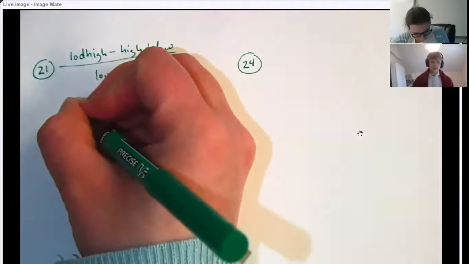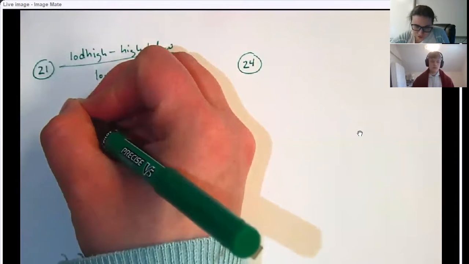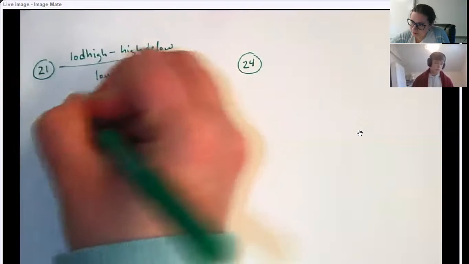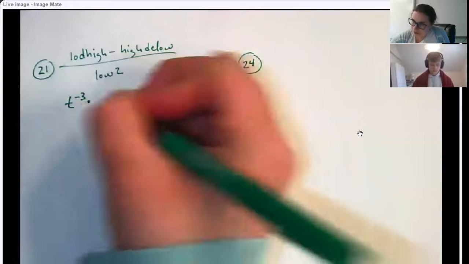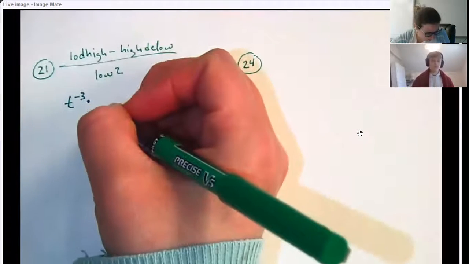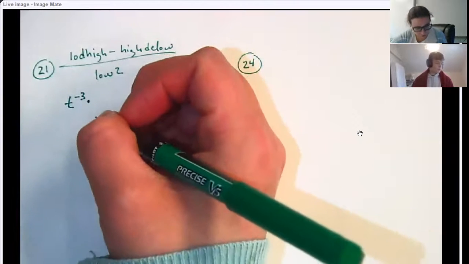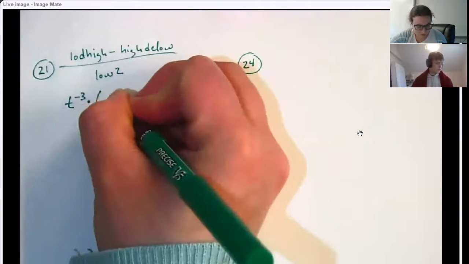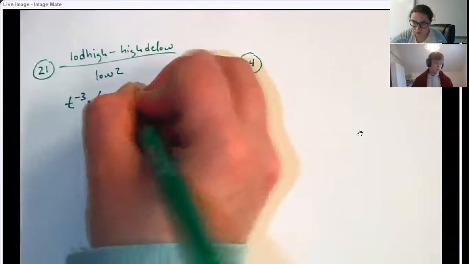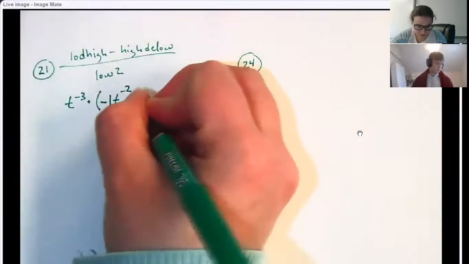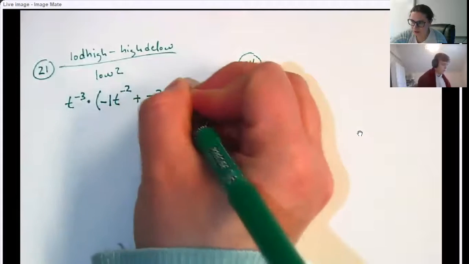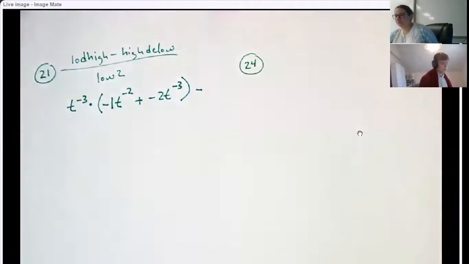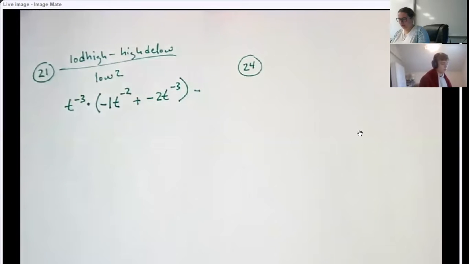So low is, we're at 21, t to the negative third times the derivative of the high. So let's see, if we do a derivative of t to the negative 1, it'd be negative 1 t to the negative 2, right? Yep. Plus negative 2t to the negative 3 minus, I need a lot more room than I gave it.